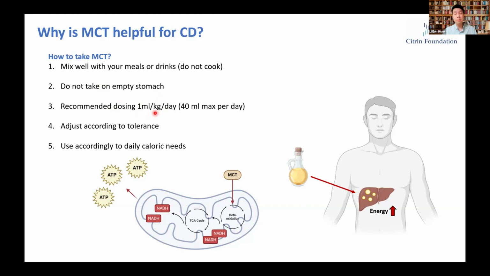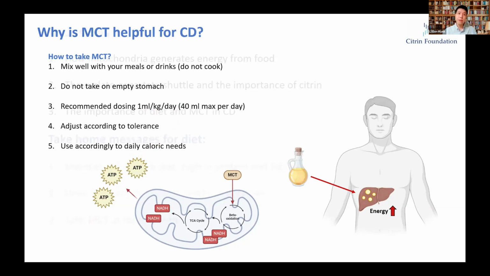But there is a maximum amount of MCT that one can tolerate a day, and that is 40 mils maximum. So if someone weighs, for example, 60 kilograms, they would still adhere to the maximum of 40 mils MCT per day. As well, everyone has different tolerances to MCT, so we advise adjusting it according to what your body can take. And lastly is to take MCT moderately according to your caloric needs. So for example, if MCT provides you with a good amount of energy for about, for example, 15% of your daily caloric needs, then perhaps you could reduce the amount of carbohydrates taken if you feel that you have enough energy.